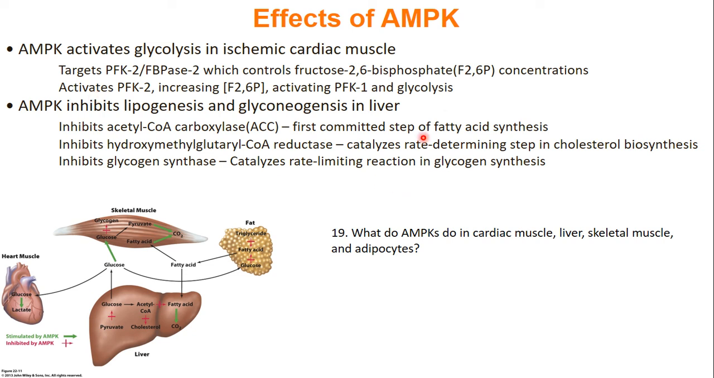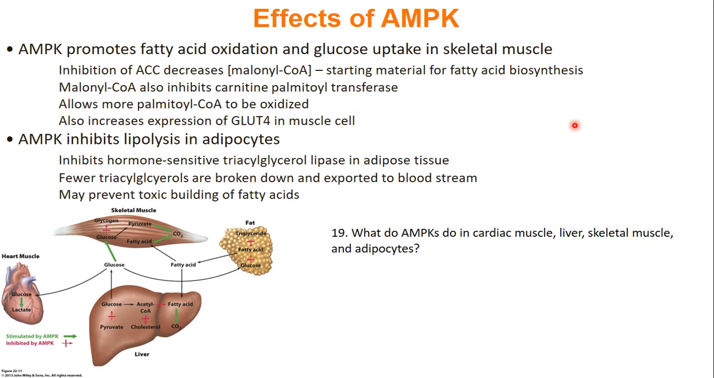How about liver? Turns off fatty acid synthesis by inhibiting ACC. Turns off cholesterol biosynthesis. Don't worry about remembering hydroxymethylglutaryl-CoA reductase. We didn't really talk about that. It will also inhibit glycogen synthase, so it will stop making glycogen. How about in your skeletal muscle? Again, inhibit ACC, so inhibit your fatty acid biosynthesis, and increase GLUT4.